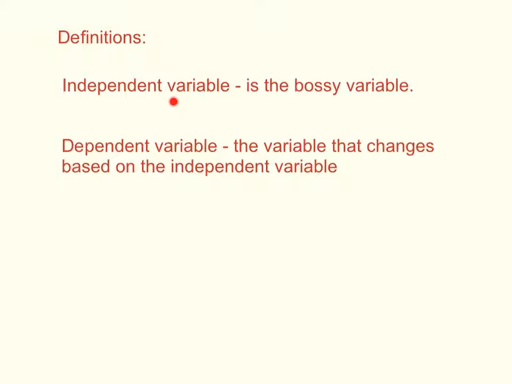So an independent variable, that's the bossy variable. The independent variable tells the dependent variable what to do. The dependent variable is the variable that changes based on what the independent variable is. So let me show you what that looks like. Usually, but not always, our independent variable will be y, and our dependent variable will be x. Not always, but that's pretty common.